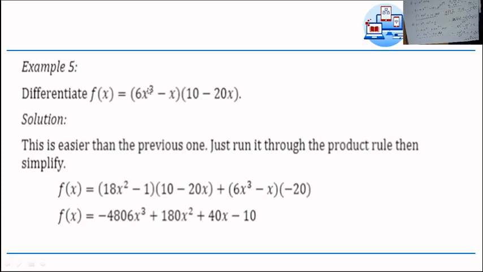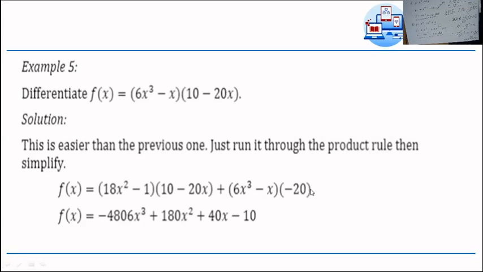Pag kukunin natin yung DU nito, 3 by 6, we have 18x squared. So that is our minus 1. So that is our DU. Okay? If we're going to get the derivative of 6x cubed minus x, we have 18x squared minus 1. Then this is our V, 10 minus 20x plus, okay, U, 6x cubed minus x multiplied by dv. So ito, constant ito, 0 siya. Derivative ng negative 20x is negative 20.